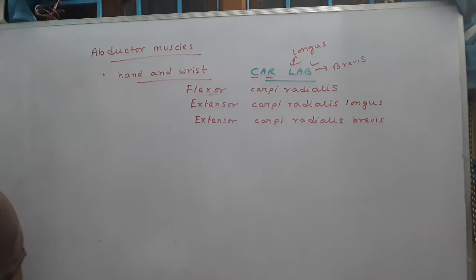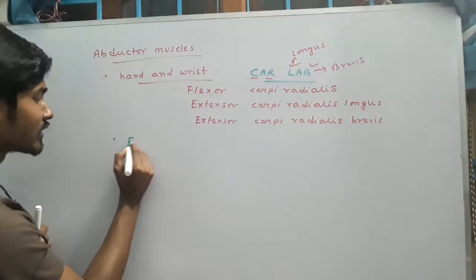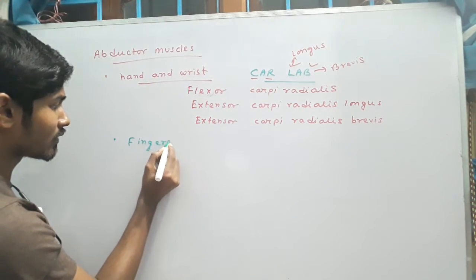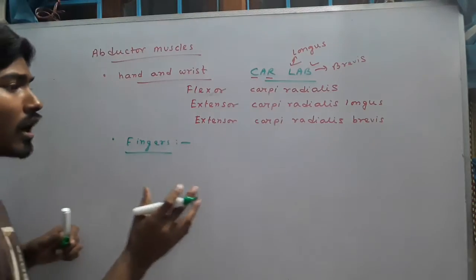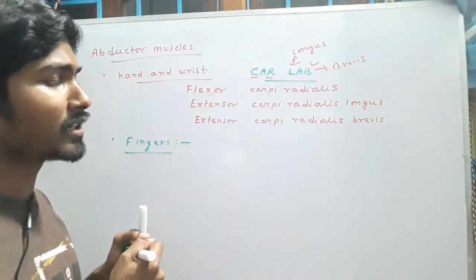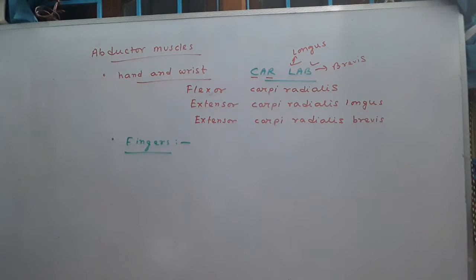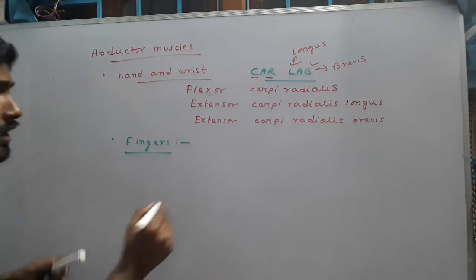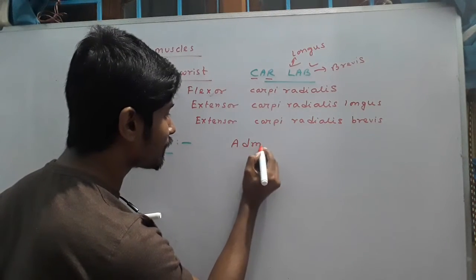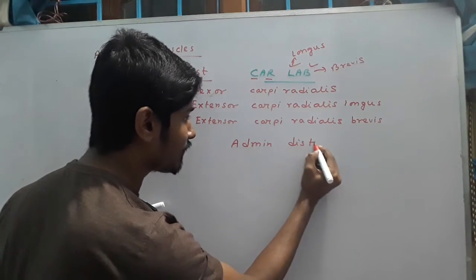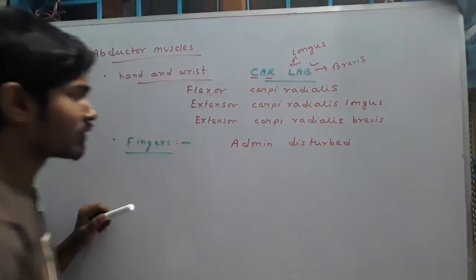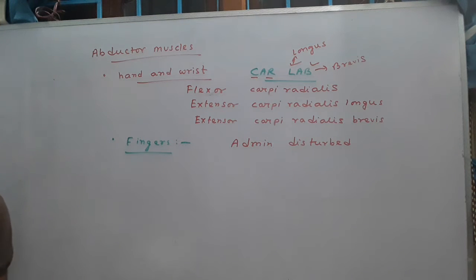Now we will be talking about the abductor muscles in the fingers, okay? So let us write it here, fingers. Suppose you have a WhatsApp group, okay? And in the midnight you are messaging in the group and you are disturbing the admin. So we can tell it that admin disturbed, okay? So admin disturbed. Now you see that there are two words, okay? One is admin and the other one is disturbed.